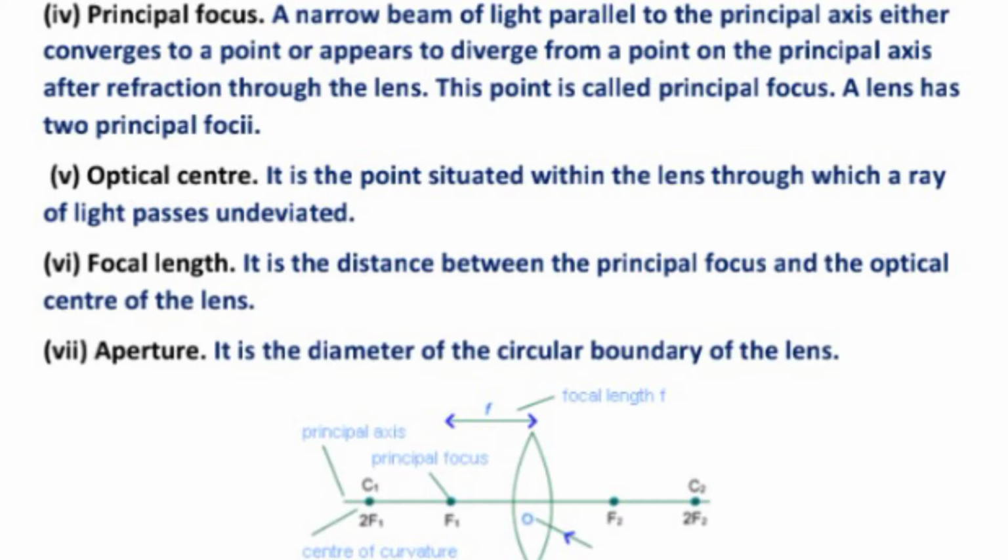Next is aperture. What is aperture? It is the diameter of the circular boundary of the lens.